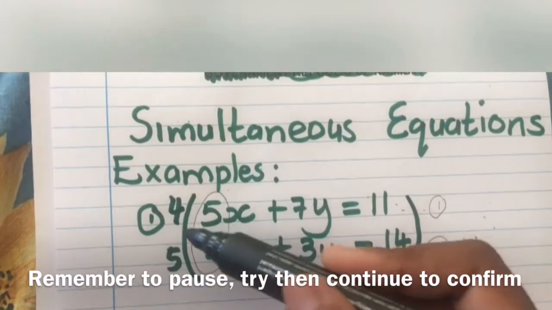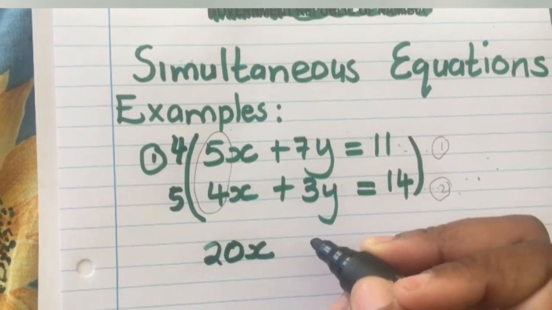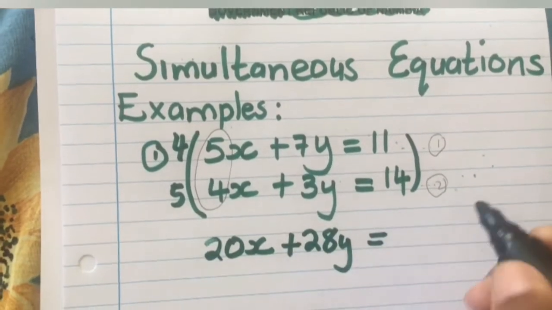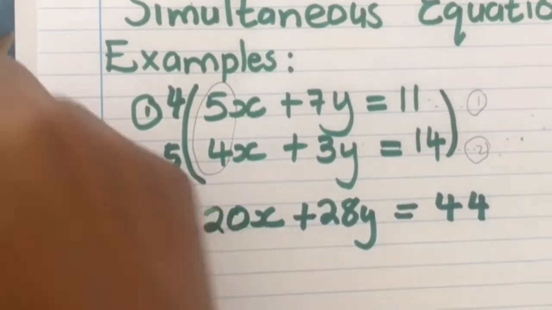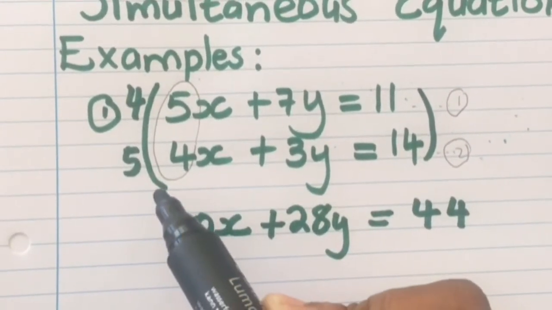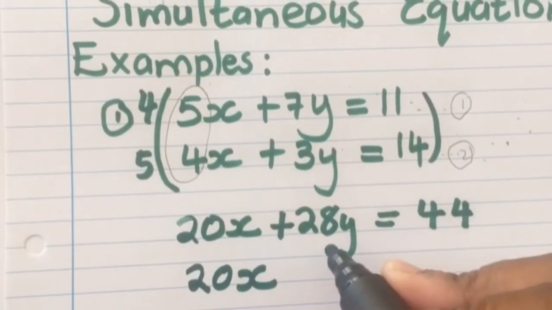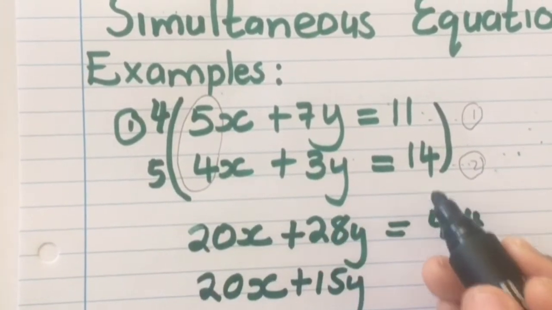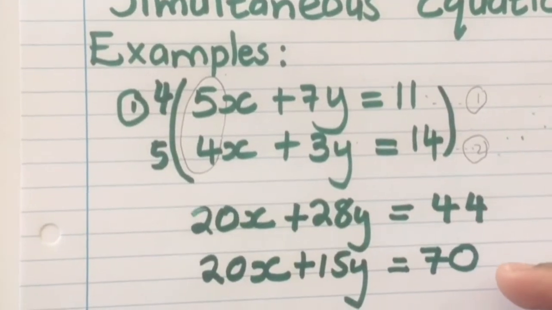So now, if I multiply 4 by 5x, I get 20x. 4 by 7y gives me 28y, so that is positive 28y, equals 4 times 11, which gives me 44. So that is now my new first equation. Now I need to continue to the second equation. I'm going to say 5 times 4x gives me 20x. 5 times 3y gives me 15y, and 5 times 14 gives me 70. Now this is my new first equation and my new second equation.